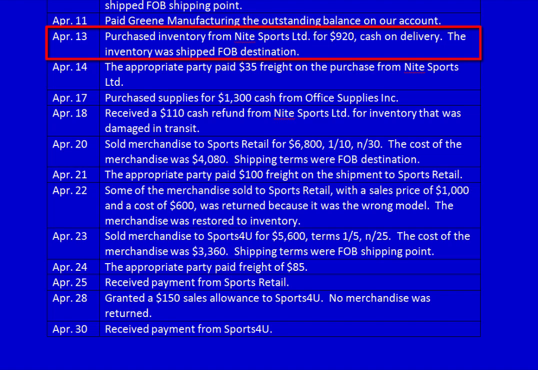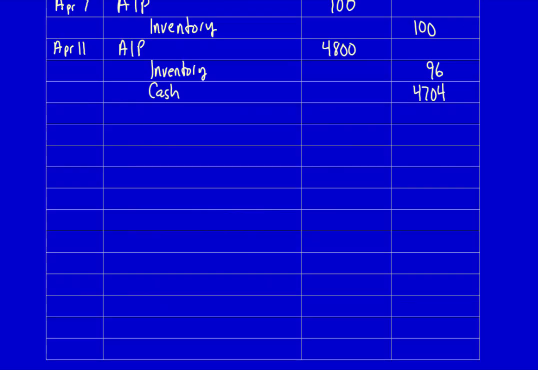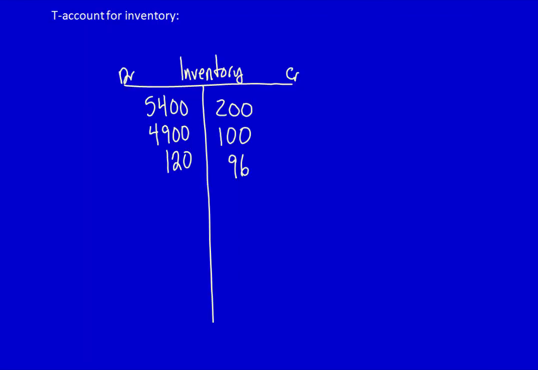What did we get? We got inventory. And what did we give away? Cash. April 13th, we got inventory, $920. We gave away cash, $920. T account, debit inventory, $920.